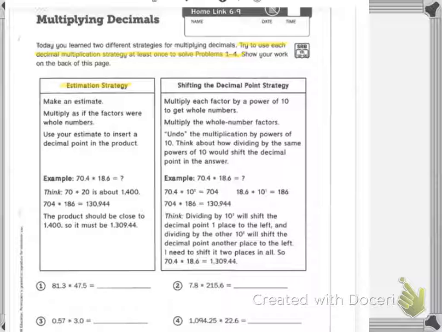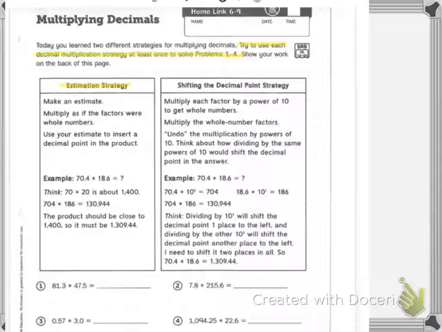Estimation strategy: make an estimate, multiply as if the factors were whole numbers, then use your estimate to insert a decimal point in the product. Example: 70 and 4/10 times 18 and 6/10 equals what? Think, 70 times 20 is about 1,400. So 704 times 186 equals 130,944. This product should be close to 1,400, so it must be 1,309 and 44 hundredths.